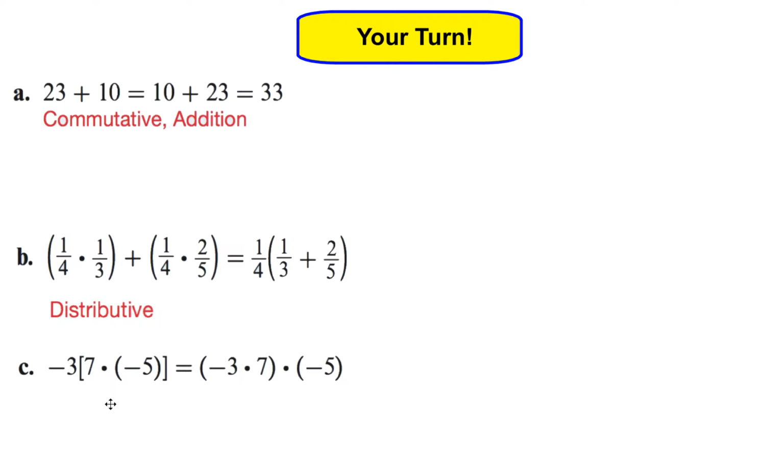Letter C, what's going on here? We're taking 7 times -5 first on the left side, but on the right side we're taking -3 times 7. And so that one looks like we're associating different numbers together. And so that one is the associative property.